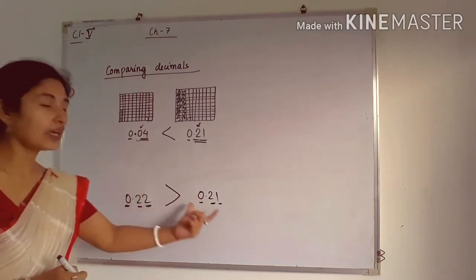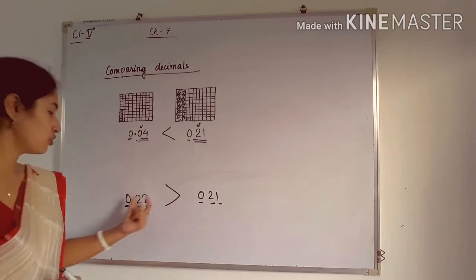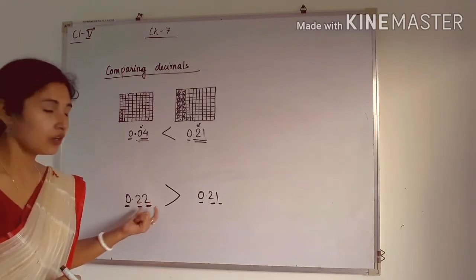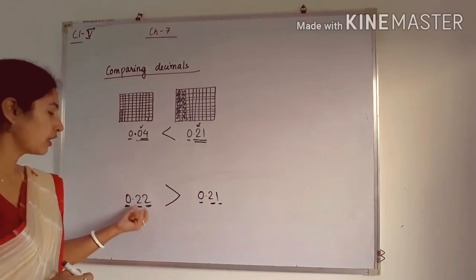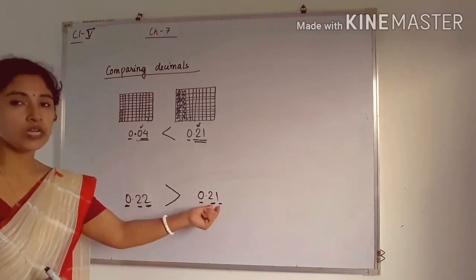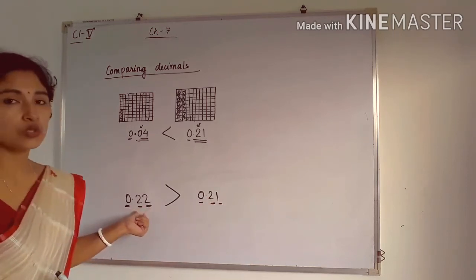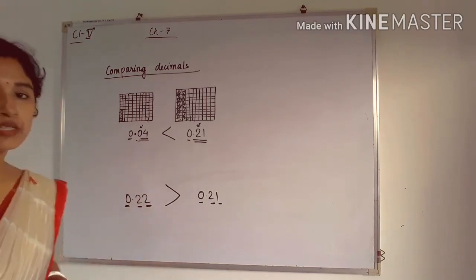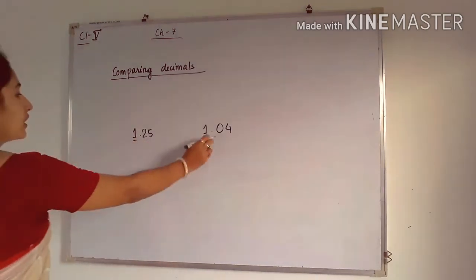See, they both are like decimals. Next you can check which part I have shaded the most. Here I am shading the greater part, but here I am shading a smaller part, one less than this. Okay, this is 22 and this is 21. I am shading 21 parts out of 100 equal parts here, and 22 parts out of 100 equal parts here. So this will be greater. So one more example, see here. See the next: 1.25 and 1.04. You can see the whole part is the same in both cases. Okay.